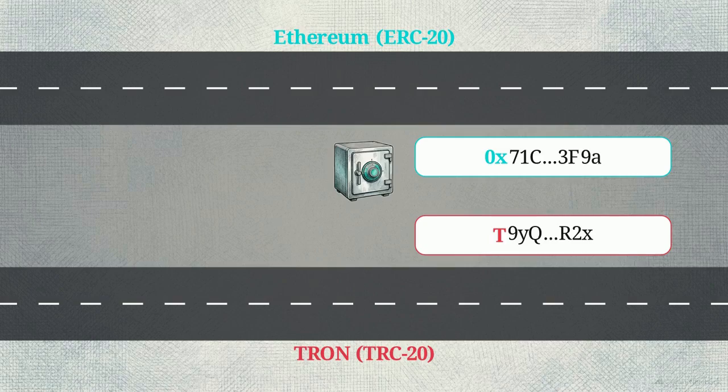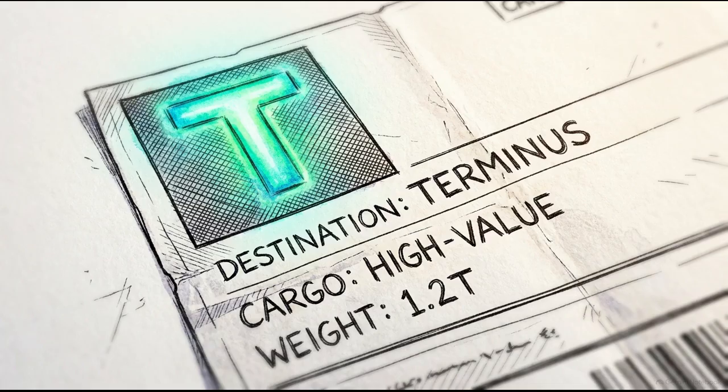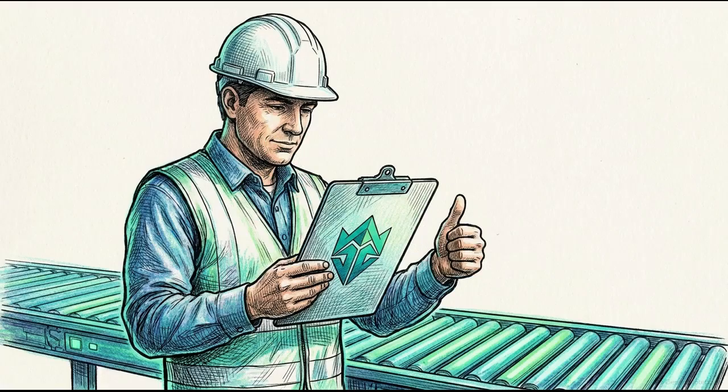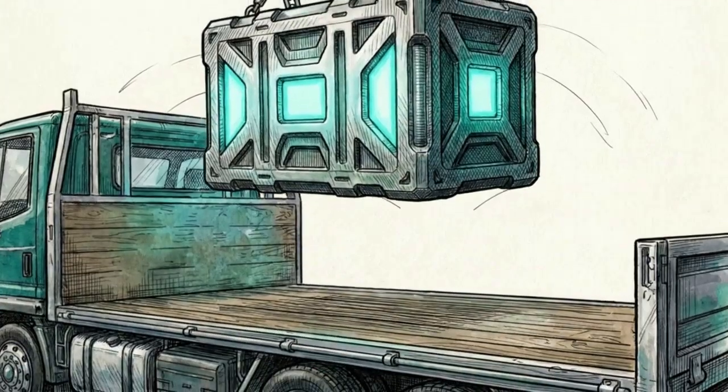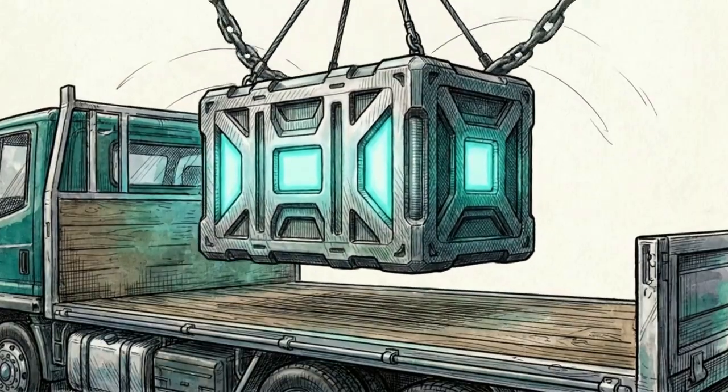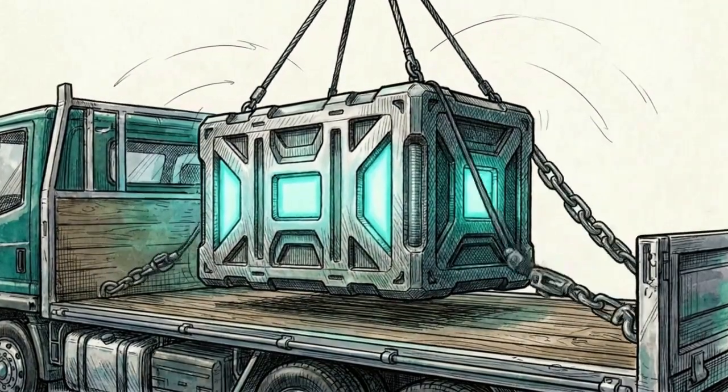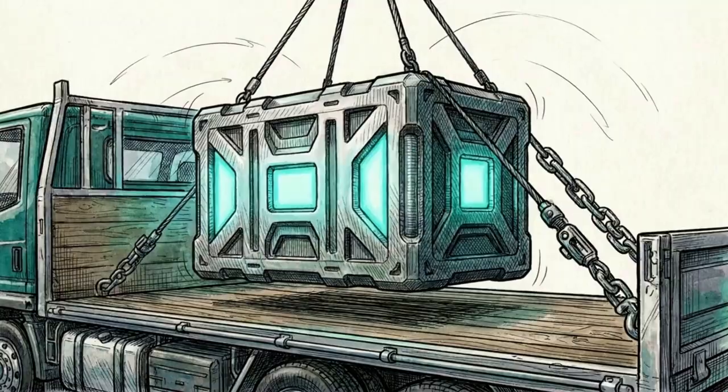Prevent this by inspecting the destination address format. An Ethereum address always begins with 0x. A Tron address always begins with a capital T. By identifying that structural key, you gain immediate confirmation that the receiver expects the cargo to arrive via the Tron network, rather than Ethereum. Reading these visual prefixes acts as a built-in safety mechanism. It provides physical proof that you are loading your cargo onto a compatible road.